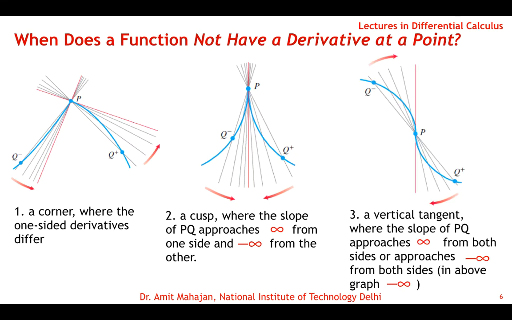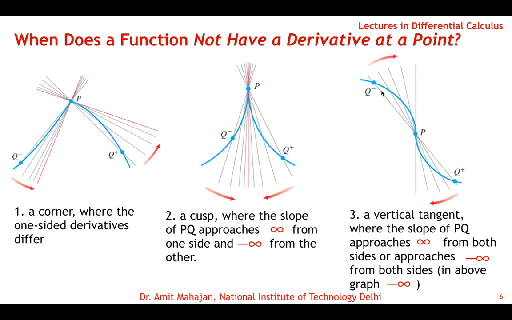The third possibility is a vertical tangent, where the slope approaches either plus infinity from both sides, or minus infinity from both sides. In this particular example it is minus infinity from both sides. If I take the point q negative on the left-hand side and check the left-hand derivative, then this is my secant, and as q negative approaches p, this secant moves here and becomes vertical.